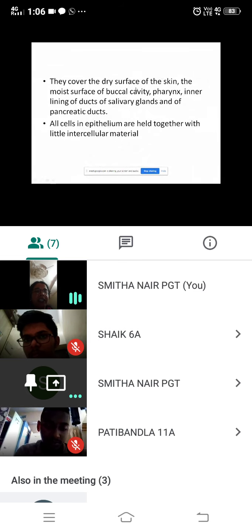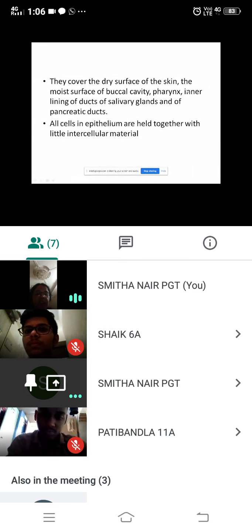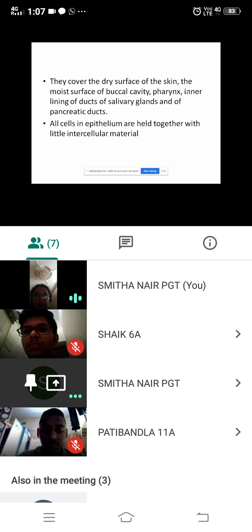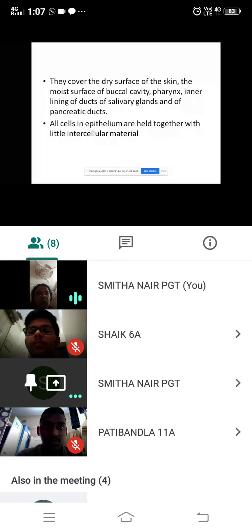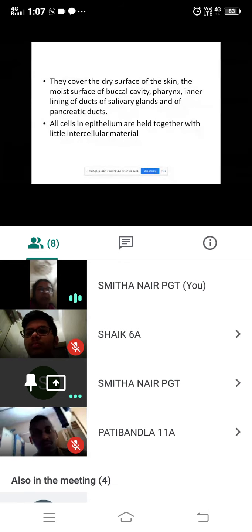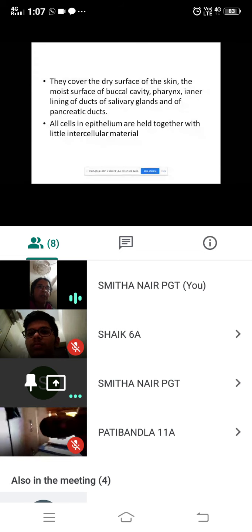They cover the dry surface of the skin. Your skin, you might have seen, sometimes you may get hurt. After some days, even if a layer of skin has gone, you find new skin has come. That is because there are many layers of cells, and when one layer goes off, the other layer will compensate for that. So they have many layers.